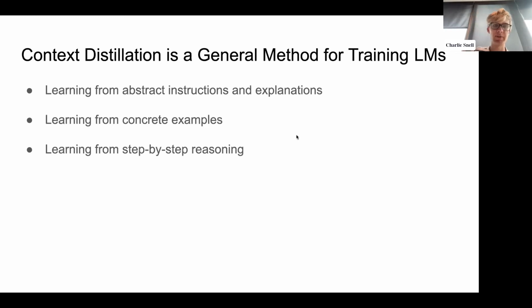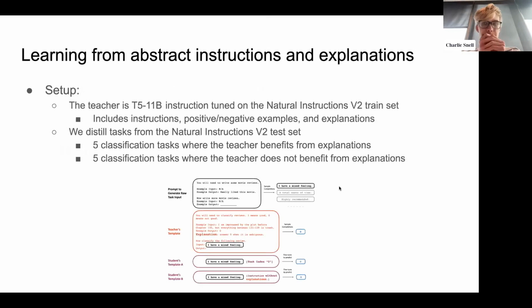And so I'll go through the experiments. We have 7 different hypotheses in our experiments that we verify, and I'll walk through them. Each hypothesis covers one of these different use cases. So first, we'll look at learning from abstract instructions and explanations. The setup of these experiments are, we have this 11 billion parameter T5 teacher model, which is fine-tuned. So the T5 model on its own isn't super. Oh, there's a question.